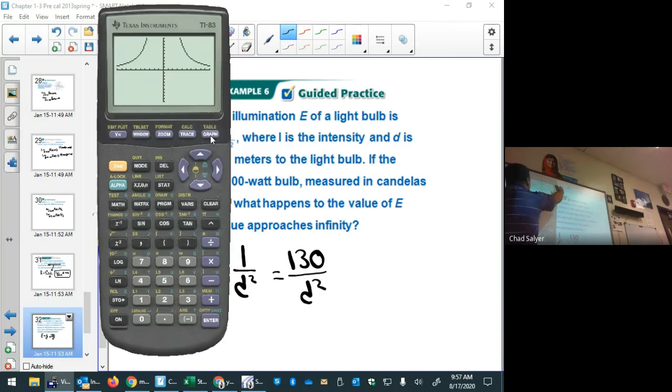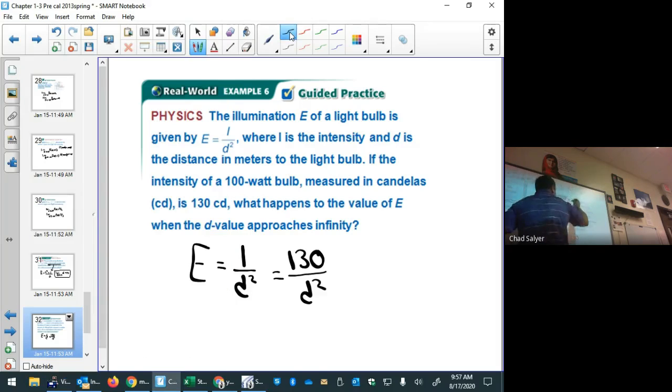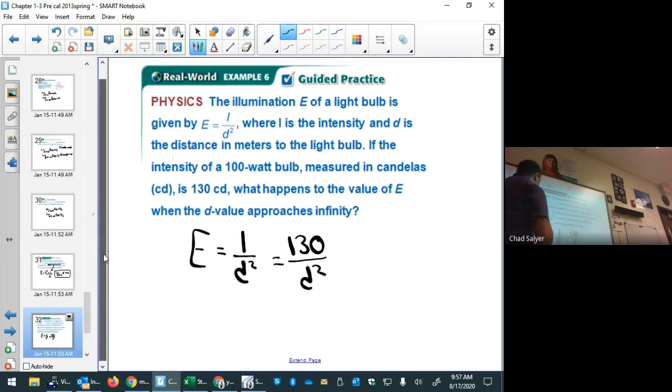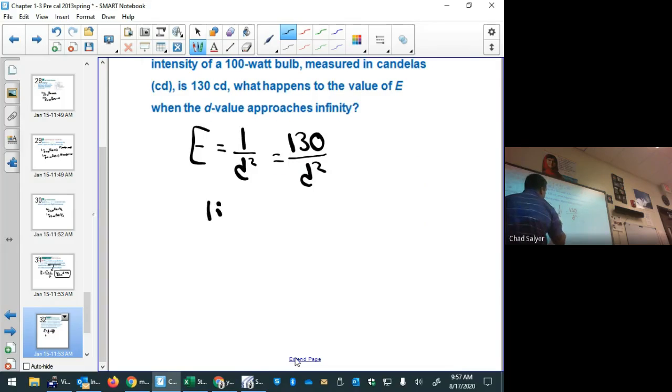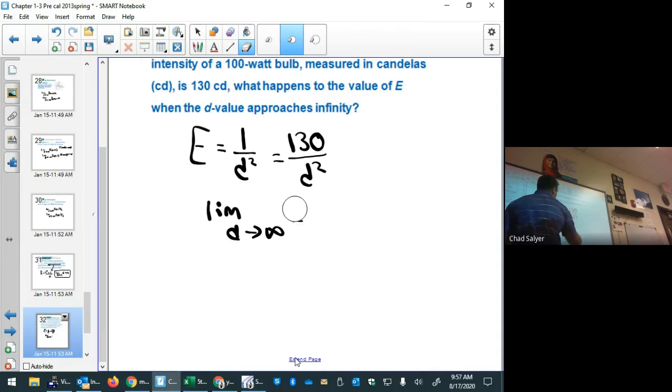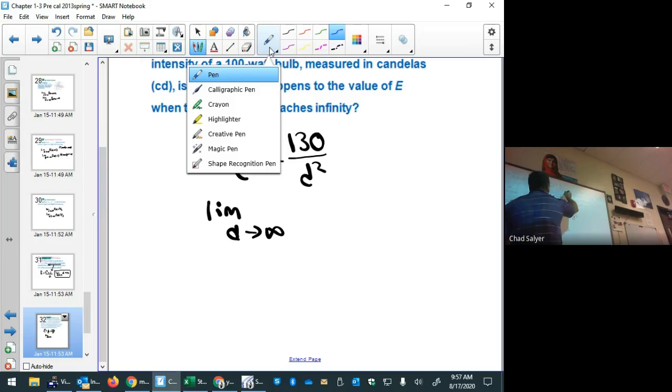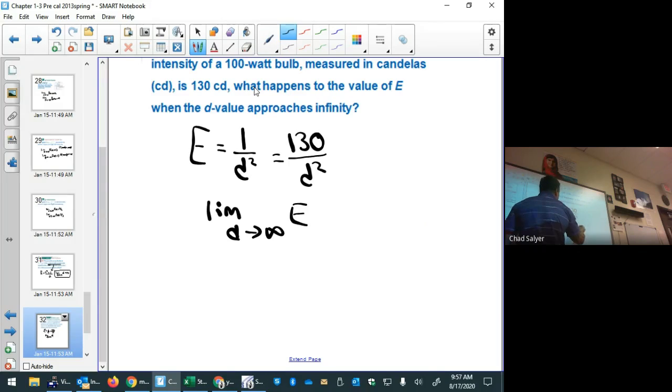As we go to the right, you see how it's going really low. And if I punch in a really big value, 1,000 for example, you see it's going to be really tiny, and it'll go closer and closer and closer to 0. So the limit in this case, as d goes to positive infinity, of E rather. Put the function name in there. Is 0.